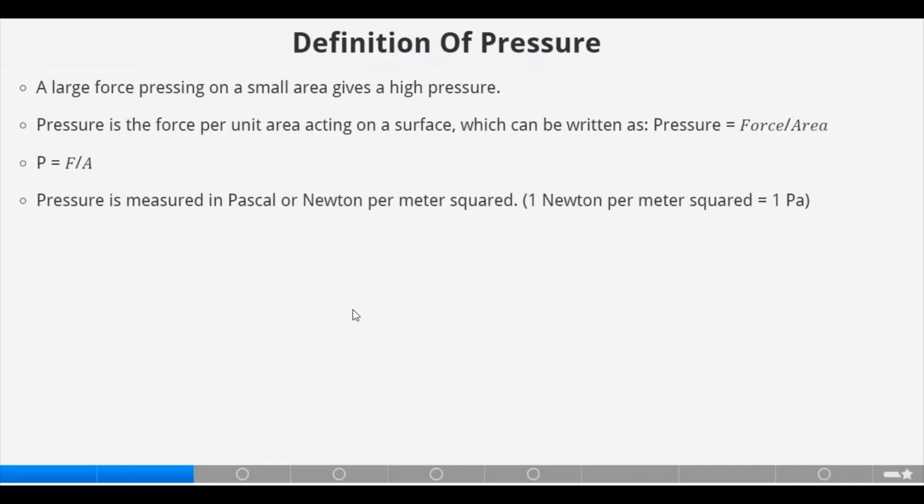Definition of pressure. A large force pressing on a small area gives a high pressure. Pressure is the force per unit area acting on a surface, which can be written as pressure is equal to force divided by area. Force is represented with F, while area is represented with A. Pressure itself is represented with P. That's why we have P is equal to F over A. Pressure is measured in Pascal or Newton per meter squared. 1 Newton per meter squared is equal to 1 Pascal.